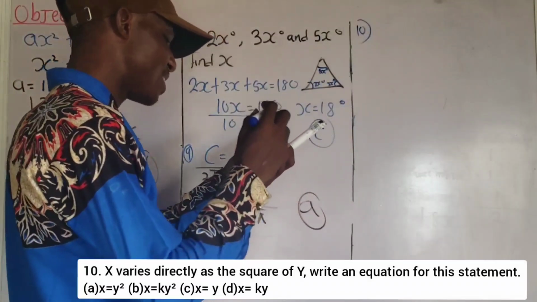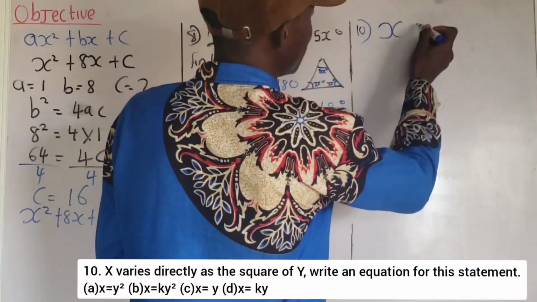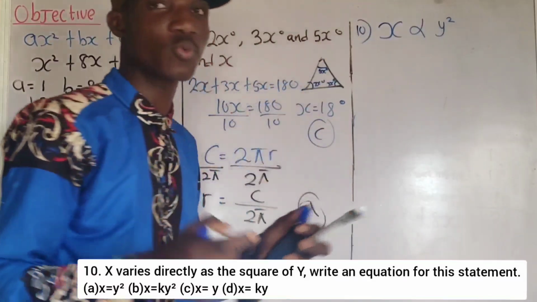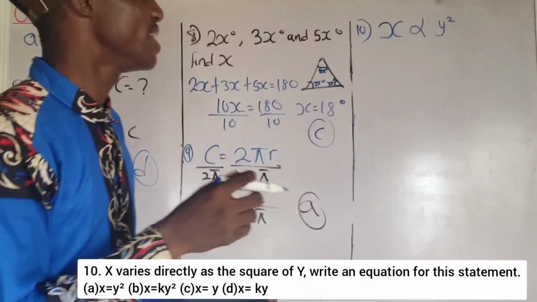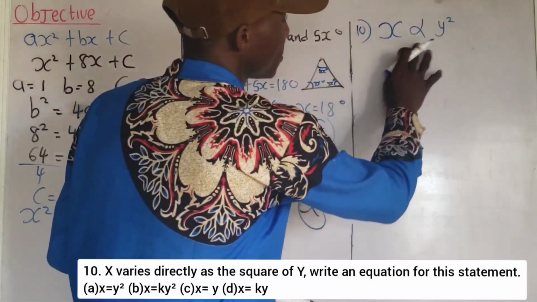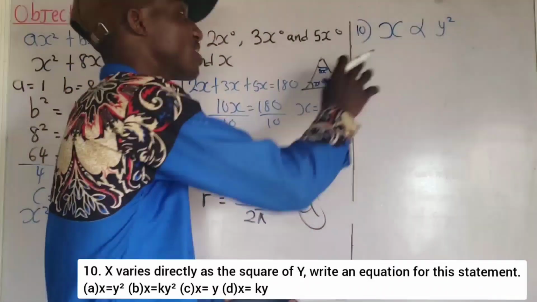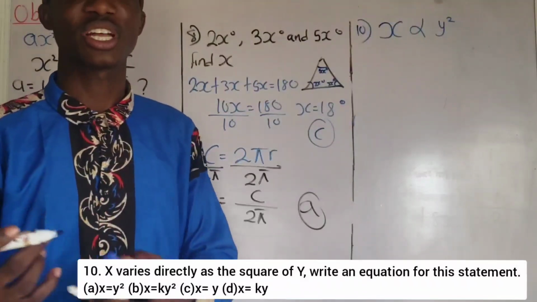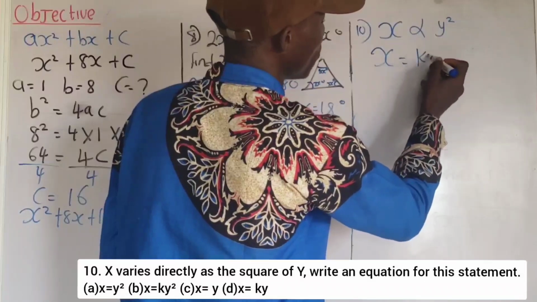Now, x varies directly as the square of y. That means, let us write it, x varies directly as the square of y. The square of y simply means y squared. Now, this is not the end of the question. We have to change this variation sign to an equals to sign, and to do that, we have to introduce a proportionality constant. So we're going to have x is equals to ky squared.